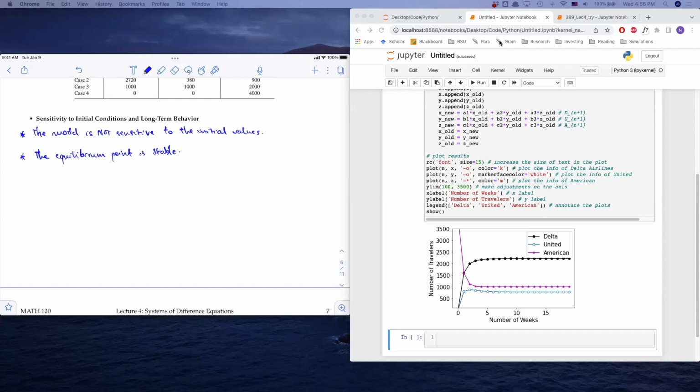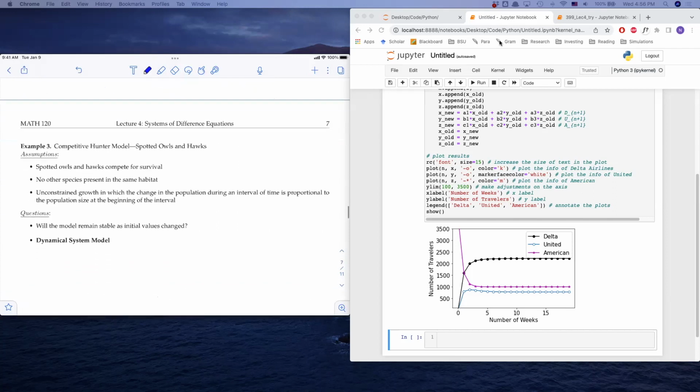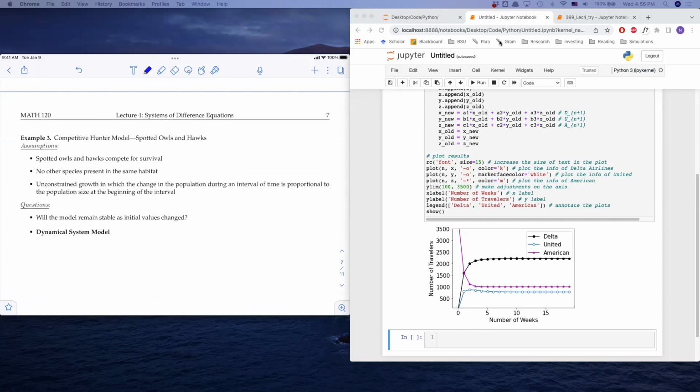So the next model is called the competitive hunter model. You will see that the model will be very sensitive to the initial value, and you will see that in a few minutes. All right, so in this model, the competitive hunter model, right?